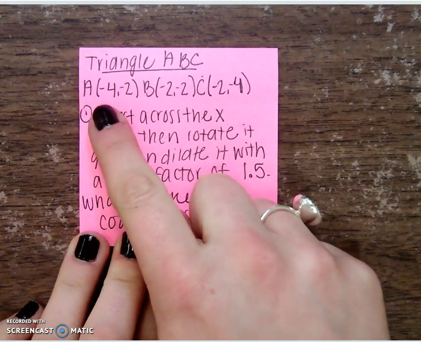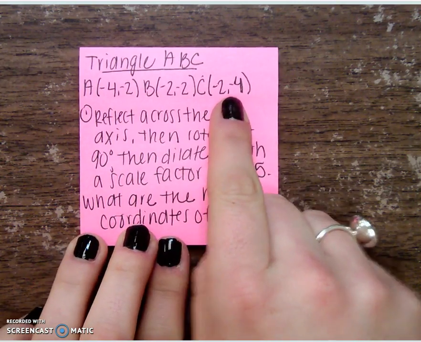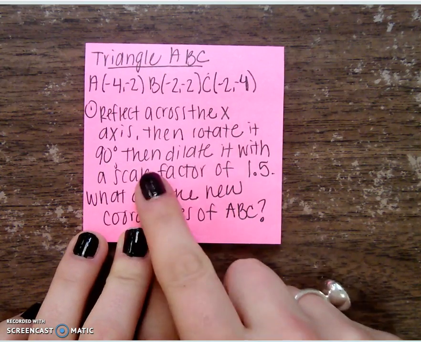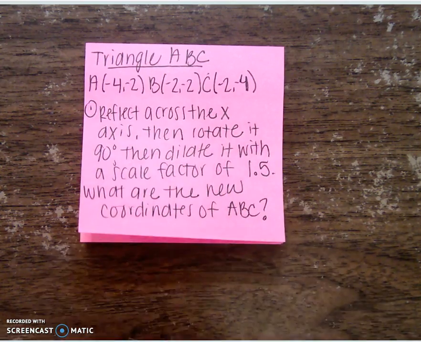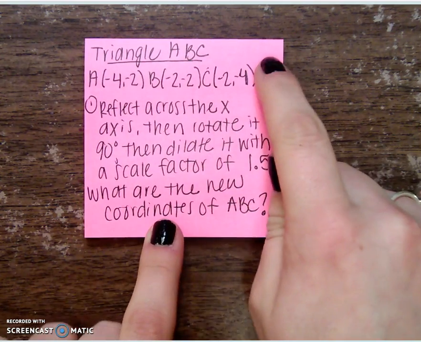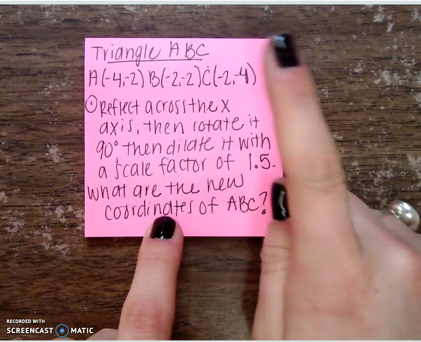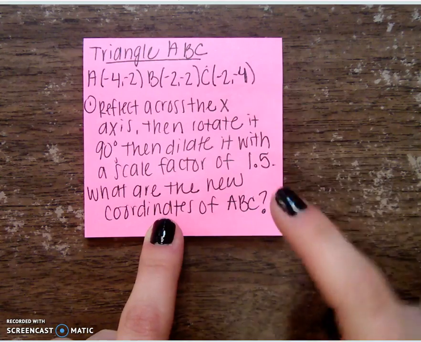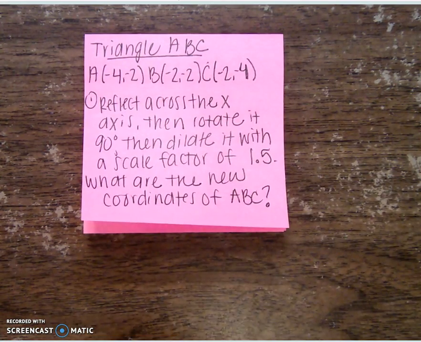You're going to try on your own triangle ABC: reflect it across the x-axis, rotate it 90 degrees, then dilate it with a scale factor of 1.5. I want to see all 3. I want to see the original figure. What does it look like reflected? What does it look like after rotated? What does it look like after dilated? And then rewrite those coordinates after you've done all 3 of those things.